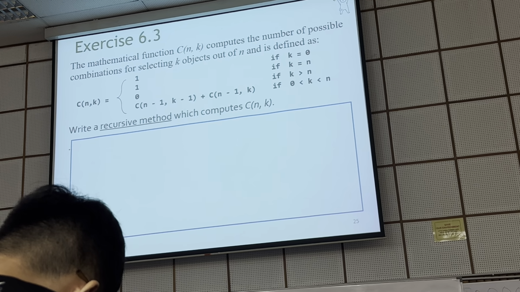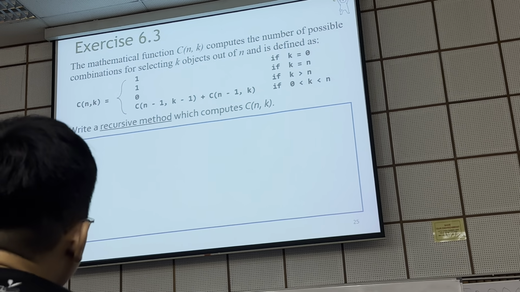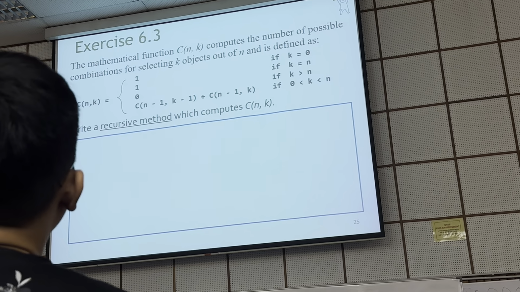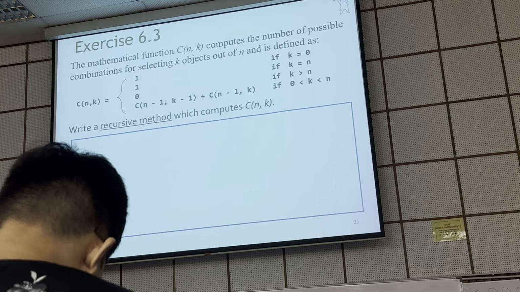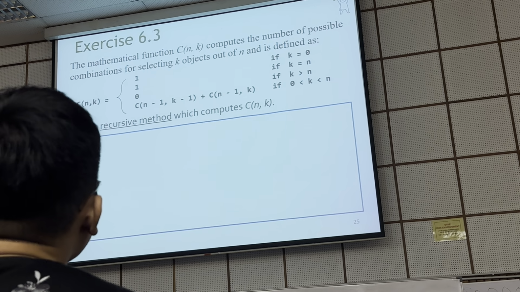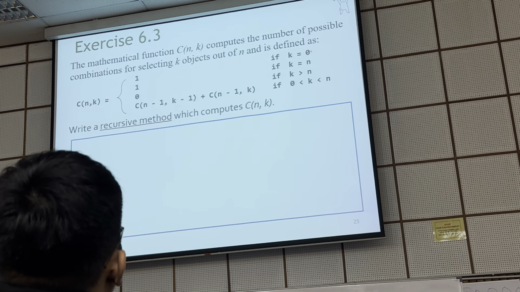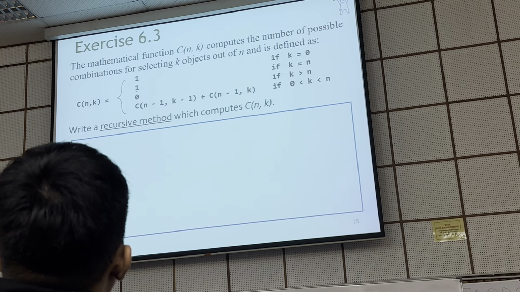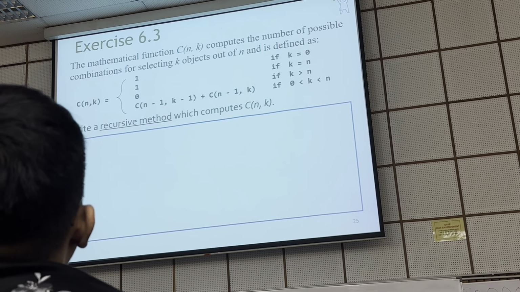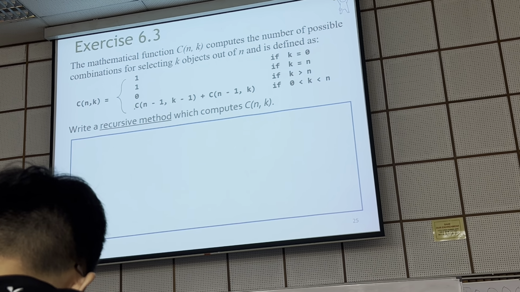If you see this example, this is a mathematical function of n and k that computes the number of possible combinations for selecting k objects out of n, and it's defined as this. If k equals 0, you have to return 1. If k equals n, we have to return 1. If k is more than n, you have to return 0. Otherwise, you do a recursive call.